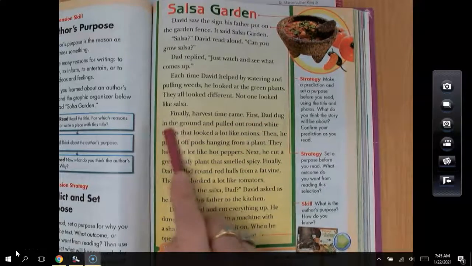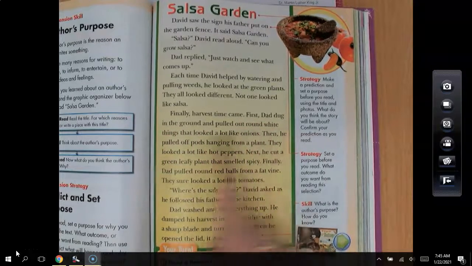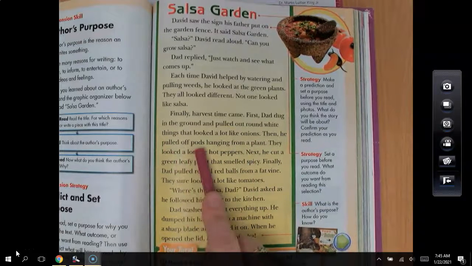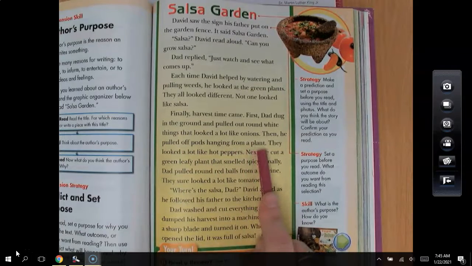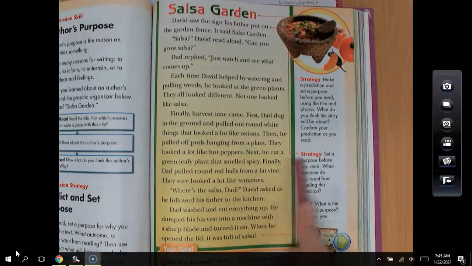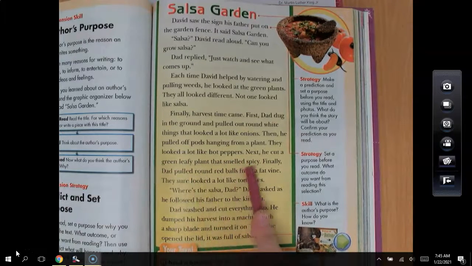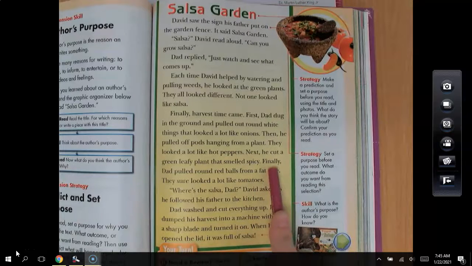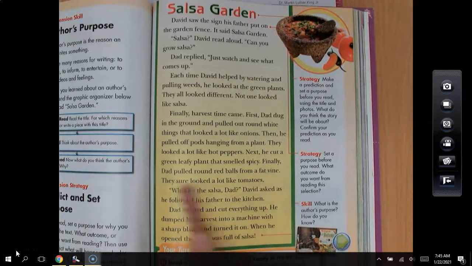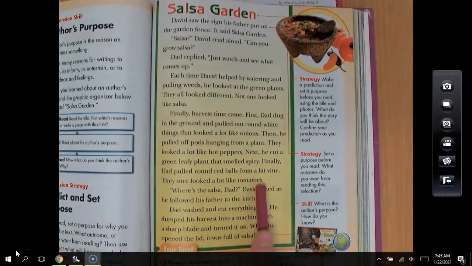First, Dad dug in the ground and pulled out round white things that looked a lot like onions. Then he pulled off pods hanging from a plant. They looked a lot like hot peppers. Next, he cut a green leafy plant that smelled spicy. Finally, Dad pulled round red balls from a fat vine. They sure looked a lot like tomatoes.